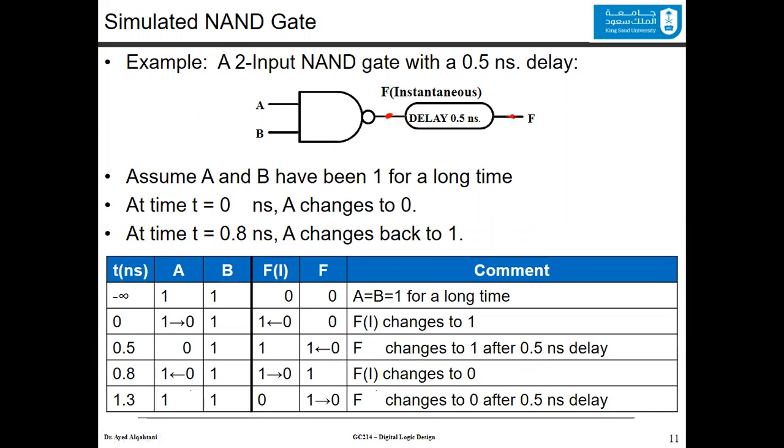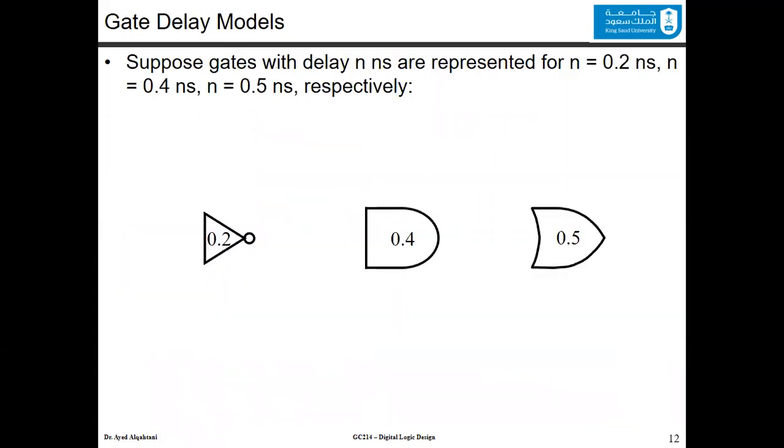To capture all the differences, we do this discrete event simulation. Now, suppose we have these gates, the inverter, the AND and the OR, with the delay represented inside the gates. We have 0.2 nanoseconds for the inverter, 0.4 nanosecond for the AND and 0.5 nanosecond for the OR.